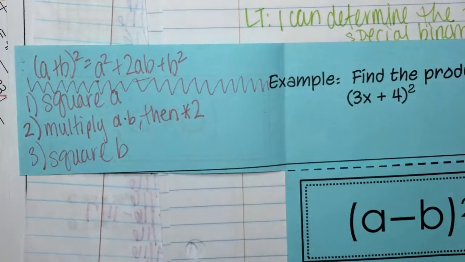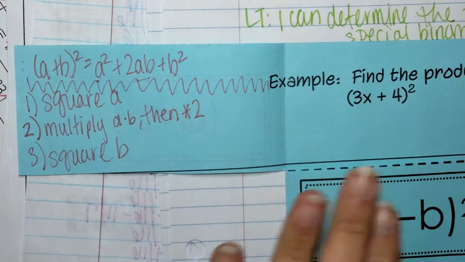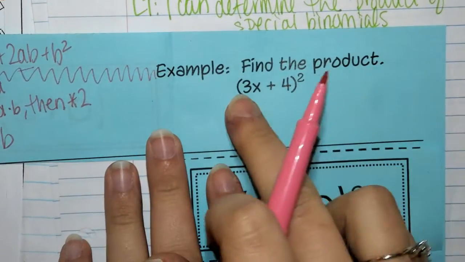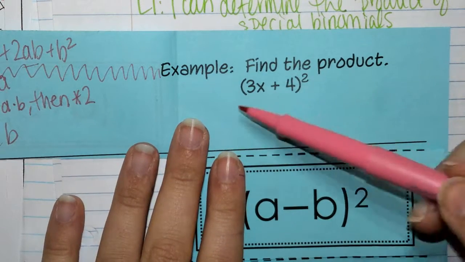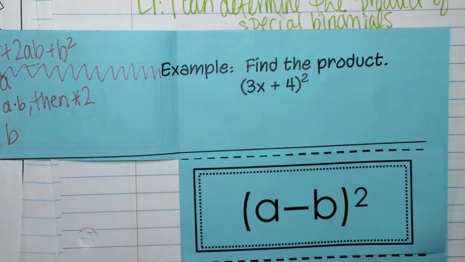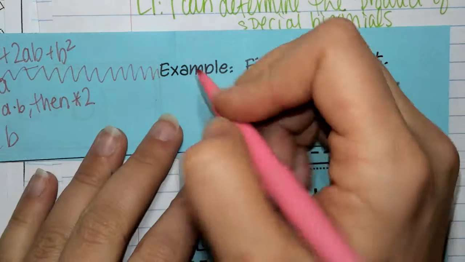Are we ready to do an example? Okay. Alright, so we're going to start with this guy right here. Now, step one said to square a. What is our a in this? Okay, and if you square 3x, what do you get? 6x to the second power. 9x to the second power. So 9x squared.